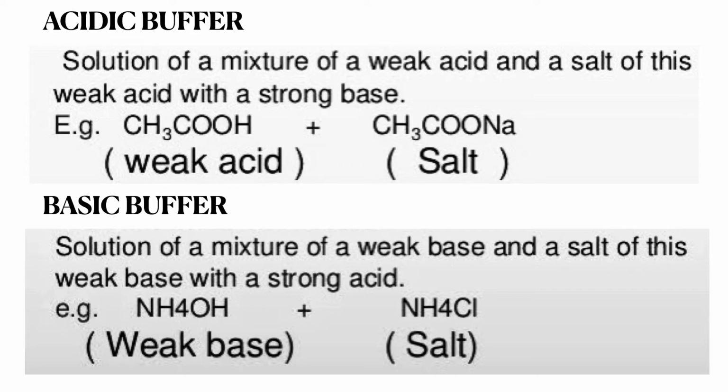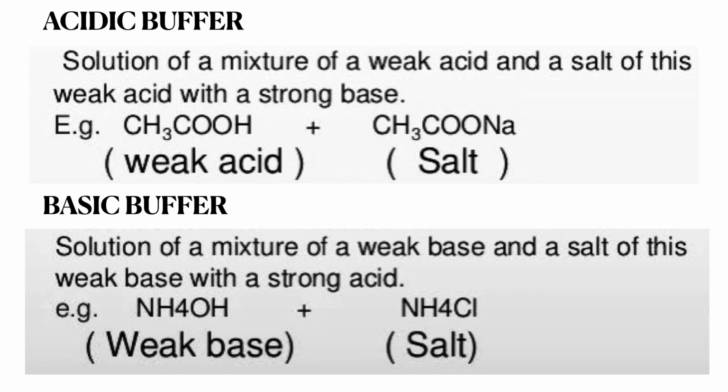Similarly, what will a basic buffer be? A solution of a mixture of a weak base and its salt with a strong acid. What will the example be here? Ammonium hydroxide, a weak base, NH4OH. Now NH4 plus will be the conjugate acid of the weak base. Its salt is NH4Cl. So hopefully you understand the literal meaning of acidic buffer and basic buffer.